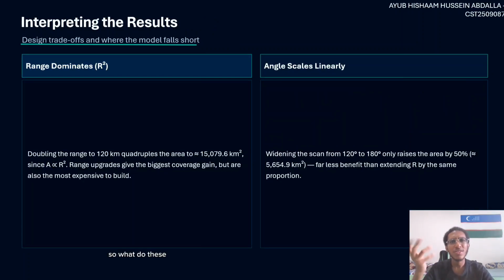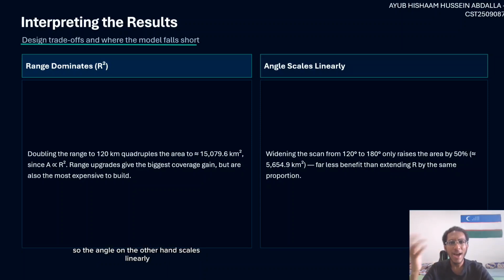So what do these numbers actually tell us about the radar design? First, range dominates because area scales with r squared. If we double the range to 120 kilometers, the coverage area doesn't just double, it quadruples to about 15,079.6 square kilometers. That means range upgrades give the best gains in coverage, but they are also expensive to build up.